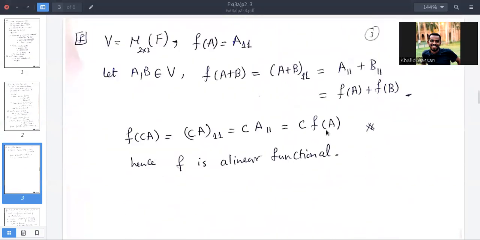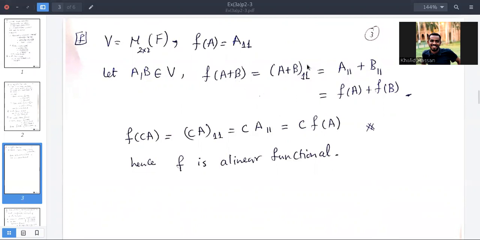Now problem F. This time V is the space of 2 by 2 matrices over F being any field, and F of A is defined as A11. So we take the matrix and take its first element, which is A11. The functional is defined as this. So let us take two elements of V, which are 2 by 2 matrices, A, B belonging to V. So F of A plus B equals the (1,1) entry of A plus B.